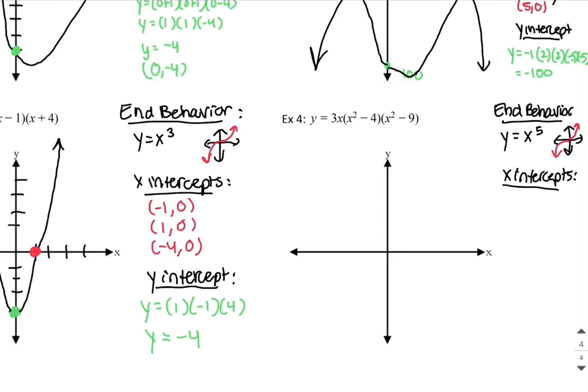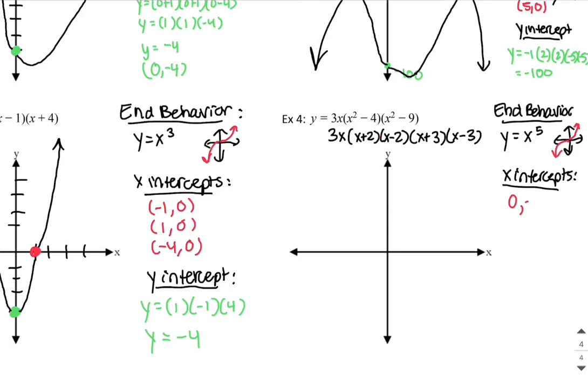And then I'm talking about my x-intercepts. I've got to factor this thing more. So I have 3x times, this becomes x plus 2 times x minus 2. This becomes x plus 3 times x minus 3. And I have all of these factors. First x-intercept is when 3x is equal to 0, which is 0. So I'm actually not going to write all the points. I'm just going to write 0 as one of my x-intercepts.